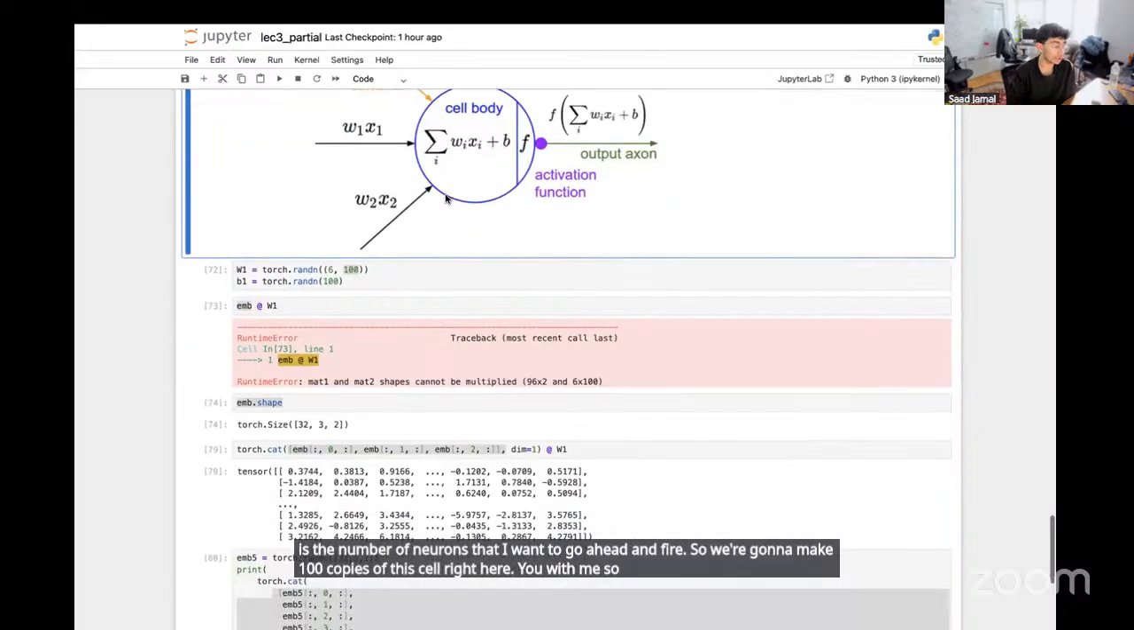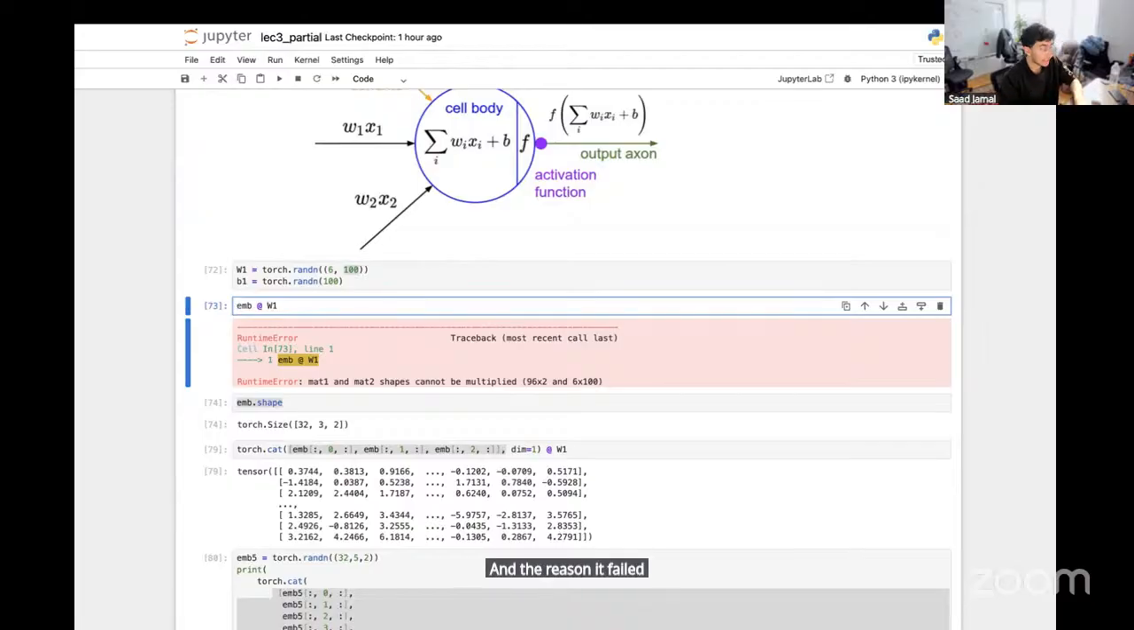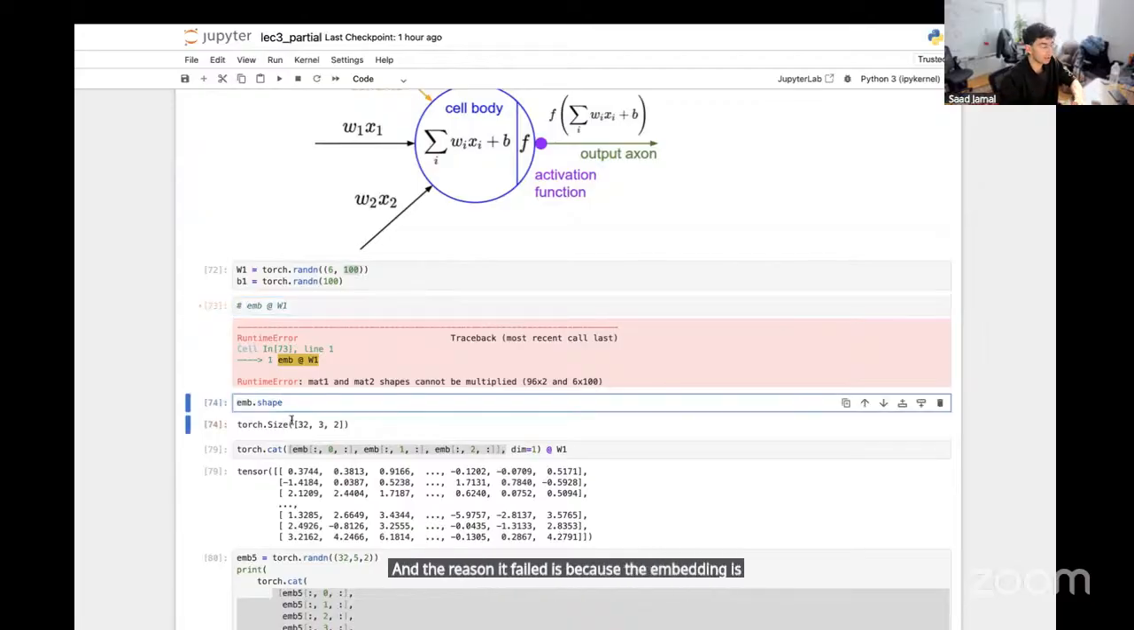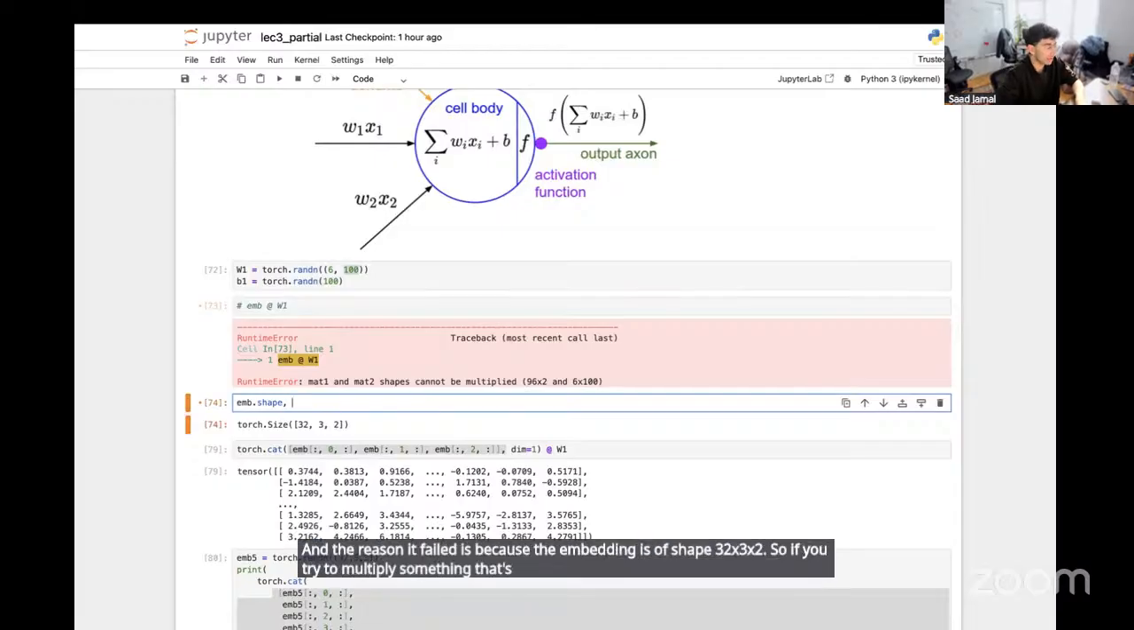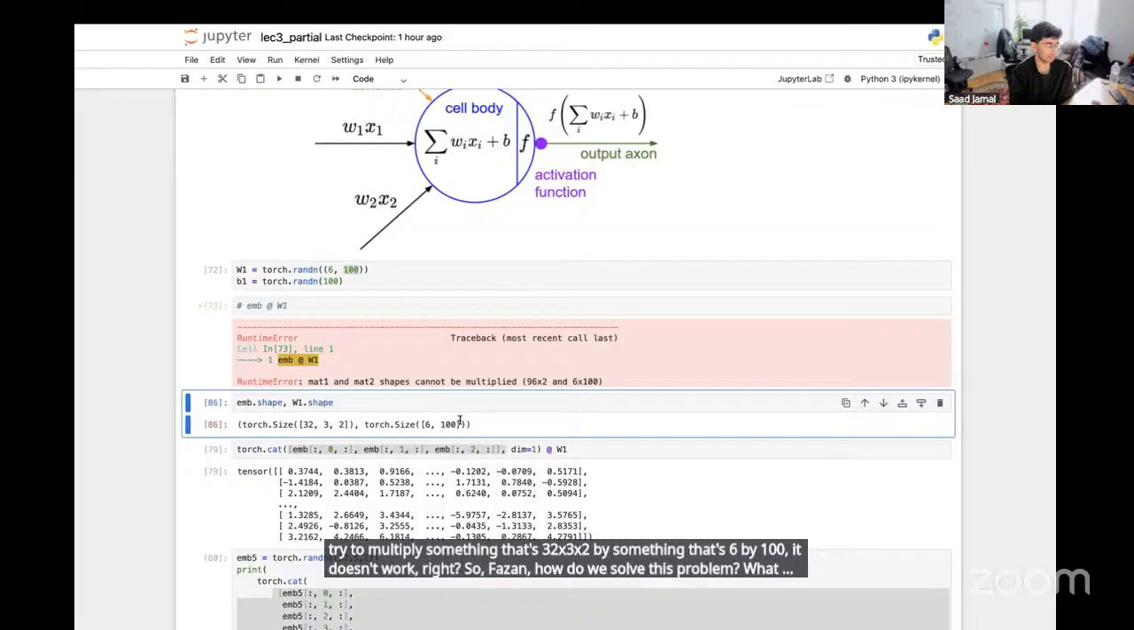Yeah. Okay, so the problem that I was showing them was that if I did the embedding multiplied by that matrix, it failed. And the reason it failed is because the embedding is of shape 32 by 3 by 2. If you try to multiply something that's 32 by 3 by 2 by something that's 6 by 100, it doesn't work, right? So Faizan, how do we solve this problem? What needs to happen so the dimensions align?